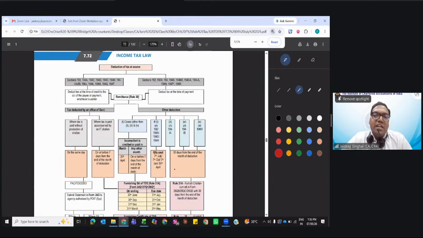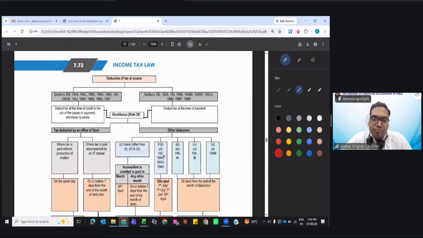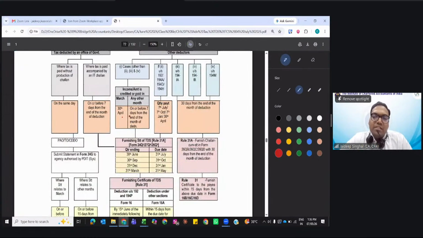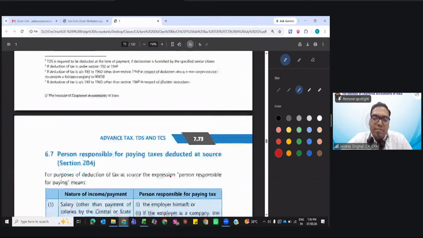Now this is a chart given. You can go through this chart. It says, okay, 30th April is the due date. I've told you, 7 days from the end of the month, right? Then the due dates for the returns are also given here. You can just quickly go through this chart, a good summary chart.